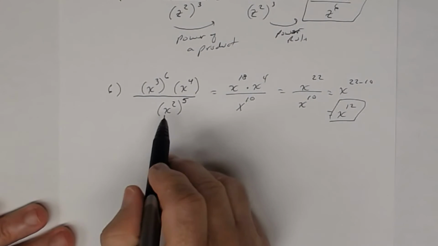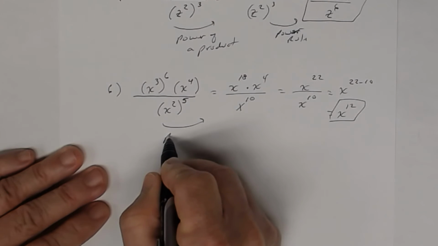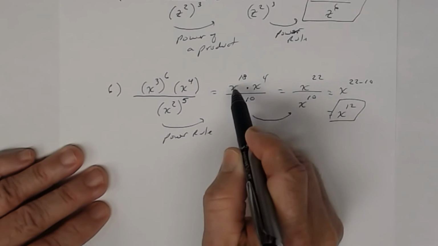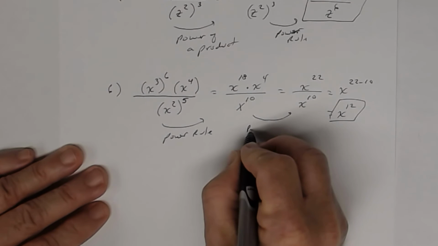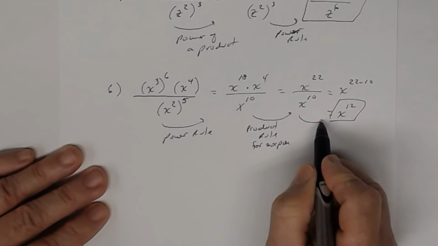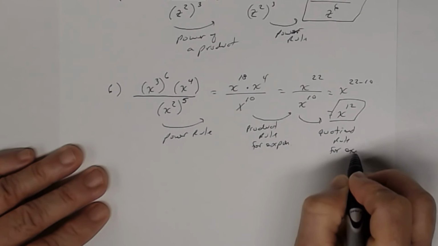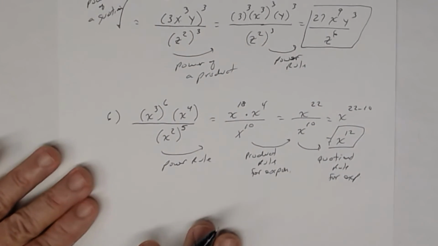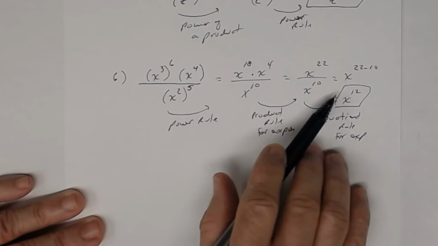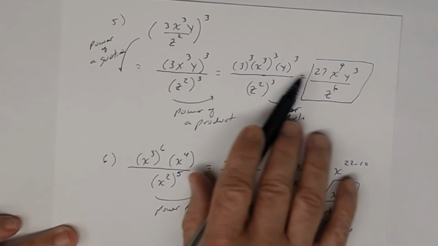Very simple, right? Notice to go from here to here, I use the power rule. And then to go from here to here, all I did was use the product rule for exponents. And then to go from here to here, the quotient rule for exponents. Notice it's not that difficult. It's just utilizing all those properties you've learned to simplify this expression to this. This right here is the simplest you can write it.